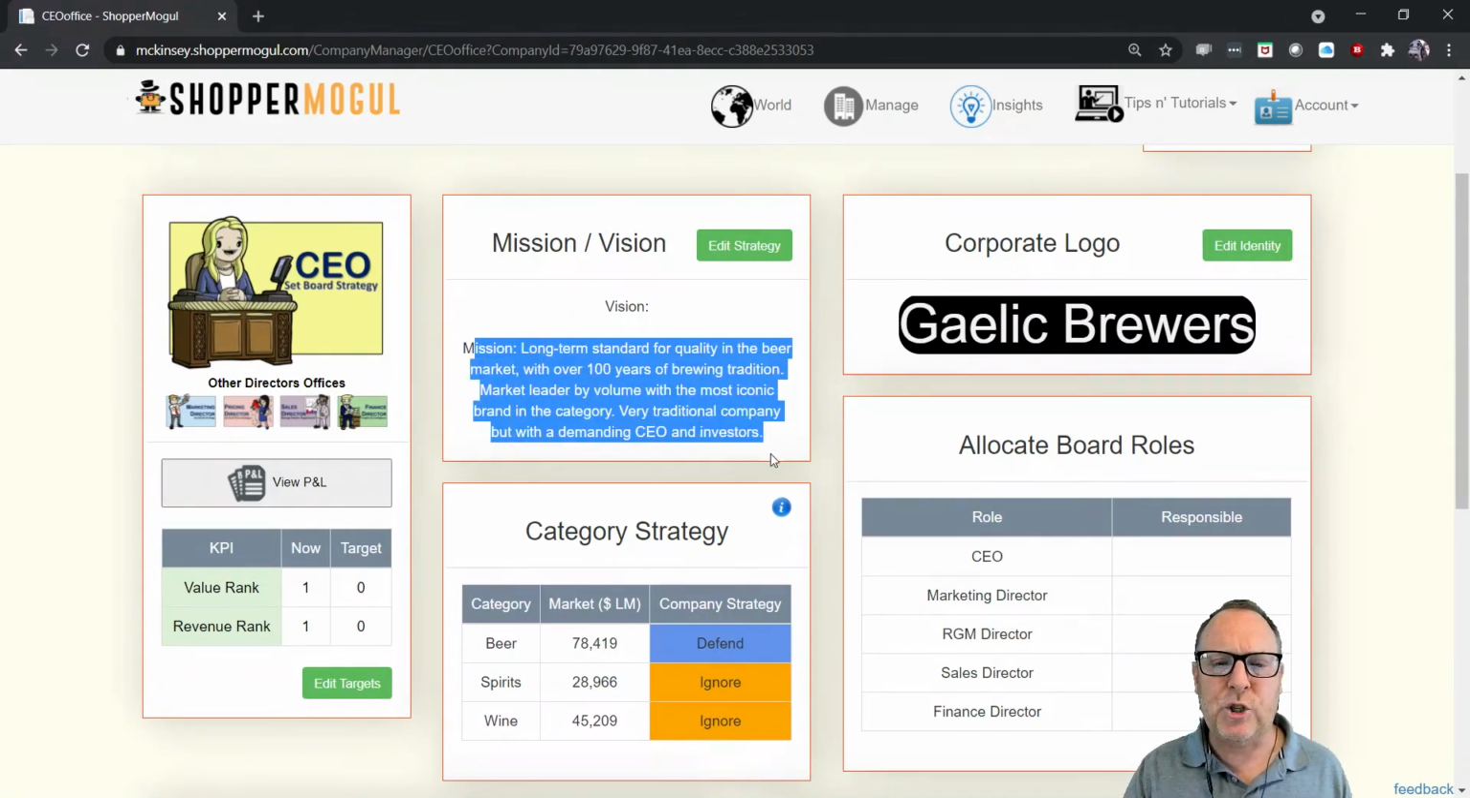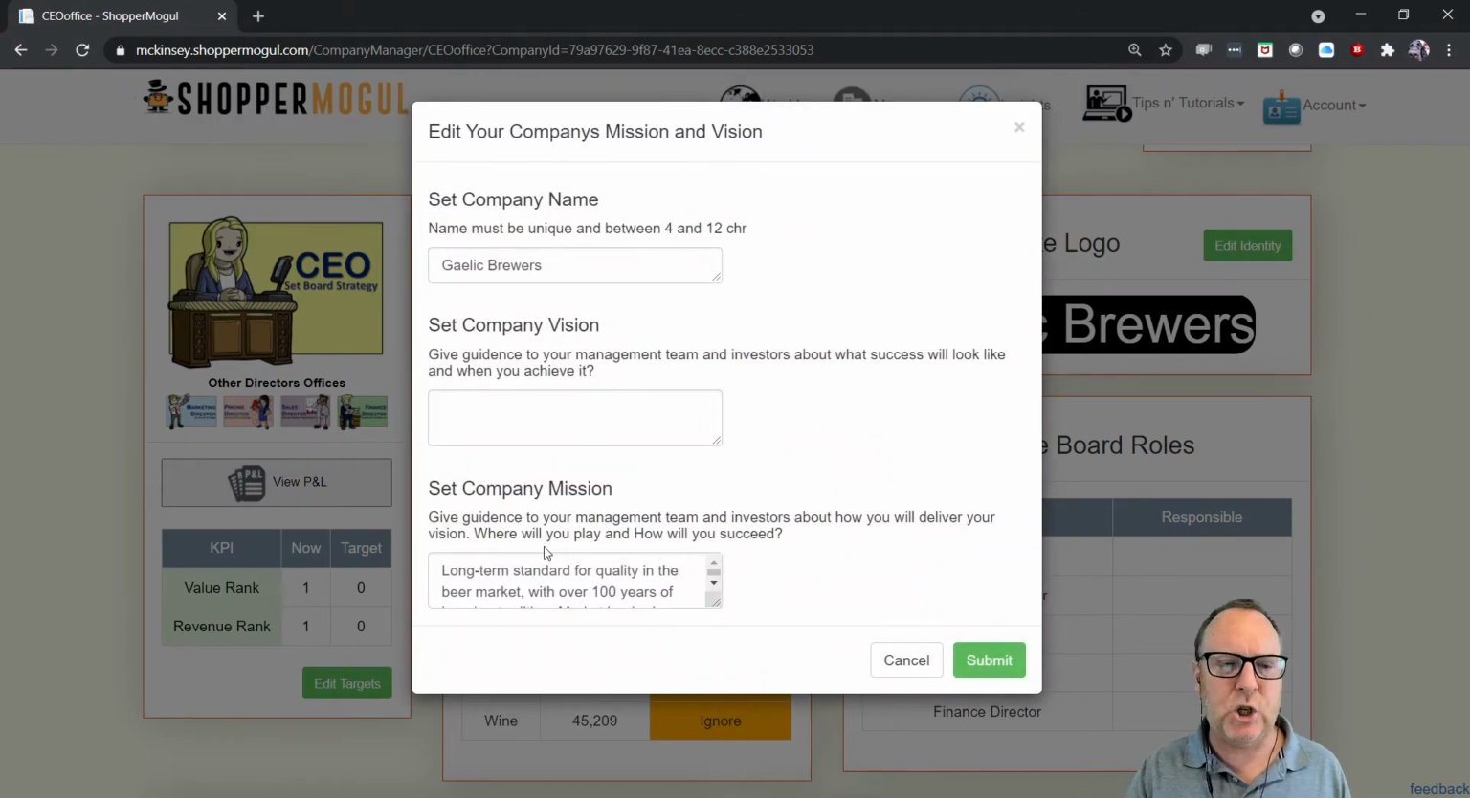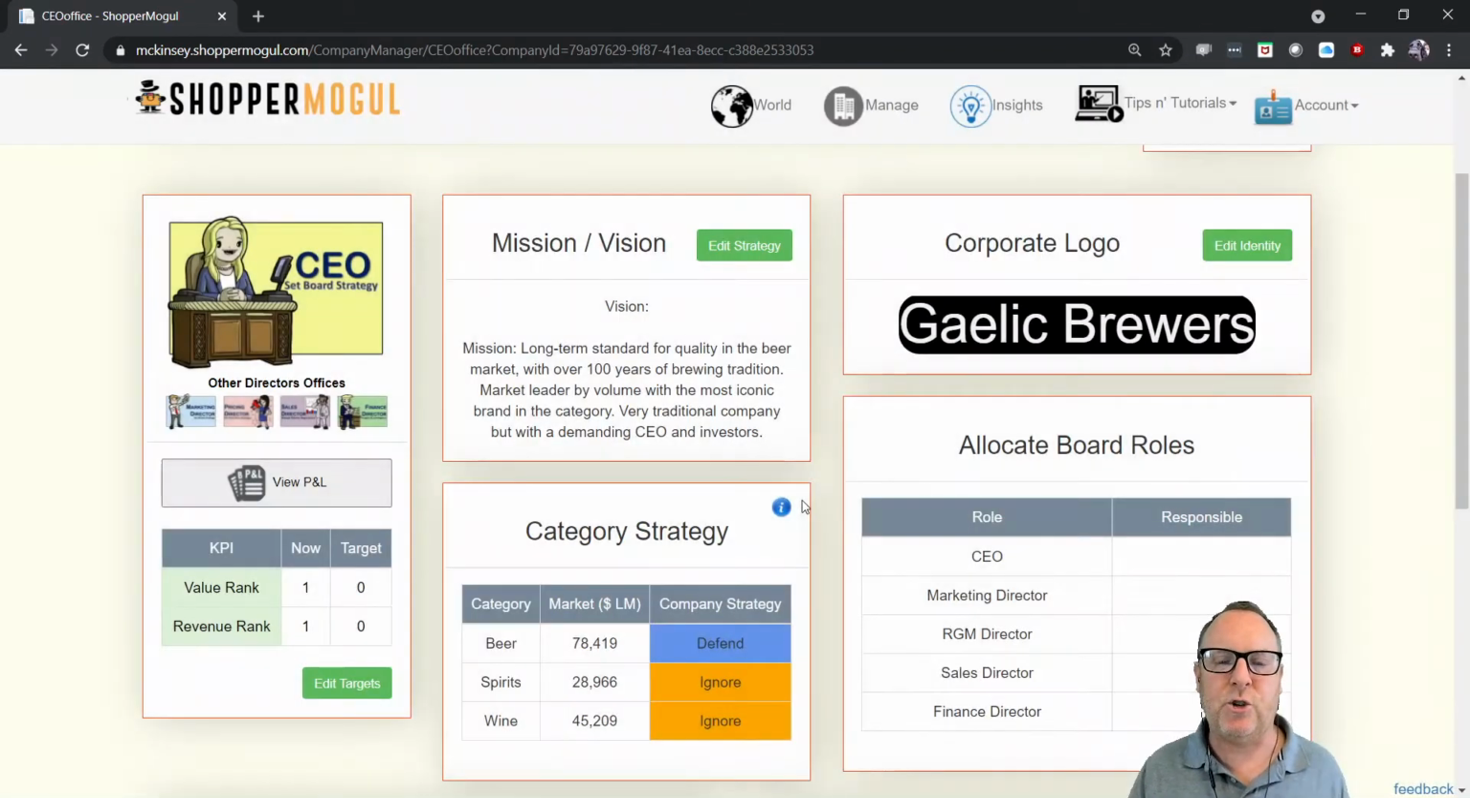Take a bit of time to actually write what your company's mission is going to be. So, what's your vision? What's your mission? These are the things that your investors care about, so they know what it is that you're aiming to do. And also, come the end of the game, you may be wanting to present back, this is what we thought we would do, this is what we've done. So it's very useful to keep a record of what your initial strategy was.